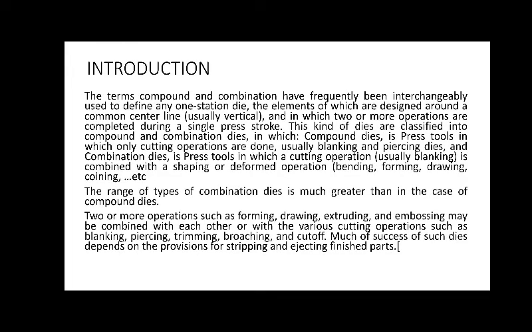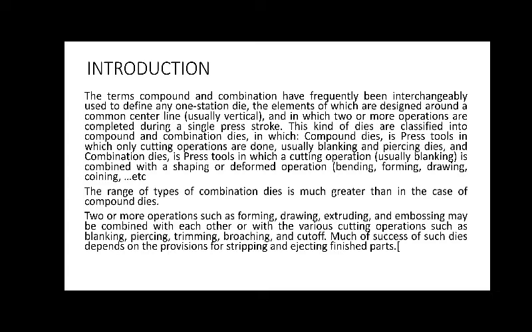Introduction. The terms compound and combination have frequently been used interchangeably to define any one station type, the elements of which are designed around a common center line and in which two or more operations are completed during a single press stroke. This kind of die is classified into compound and combination dies. Compound dies are press tools in which only cutting operations are done, usually blanking and piercing dies, and a combination die is a press tool in which a cutting operation is combined with a shaping or deforming operation, etc.